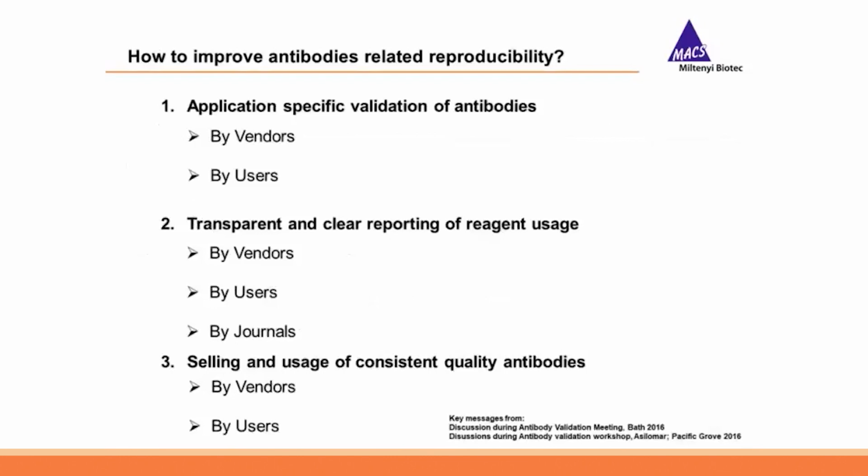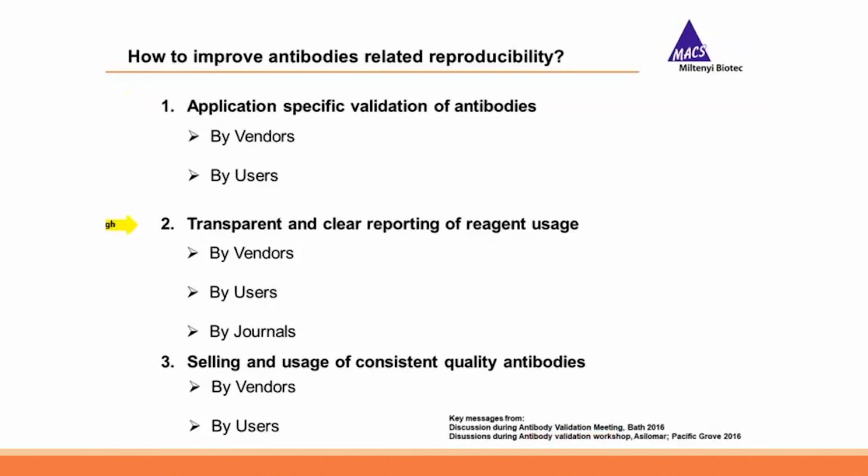There have been several debates and discussions during various antibody validation meetings that took place in the past few years on how one can improve antibody-related reproducibility. So these are very obvious suggestions. However, it's worth having a deep look at them once again. One very important point is application-specific validation of antibody. That means if you're using an antibody for flow cytometry, it should be validated for specificity, sensitivity, and consistency in performance within the flow cytometry context.